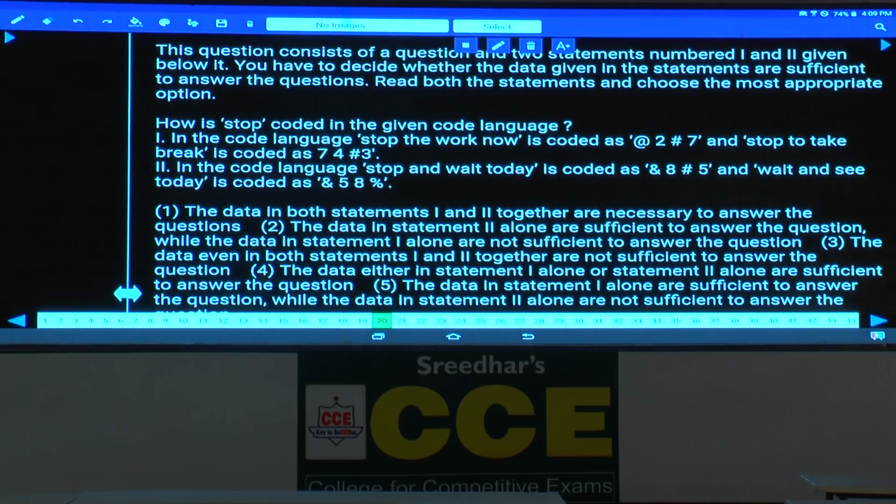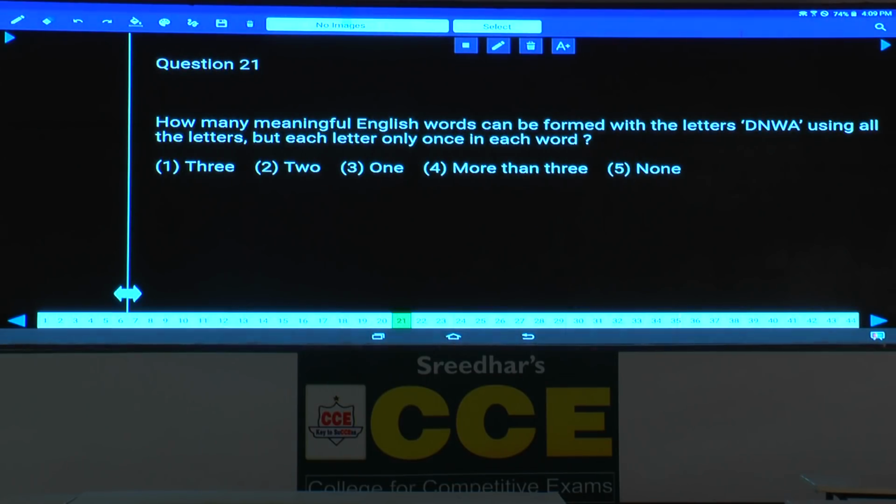Then question number 21. Now in this 21st, how many meaningful English words can be found with the help of these 4 letters D, N, W, A? Yes, tell me what are the words that can be formed? D, A, W, N: dawn, isn't it? And what is the other one? W, A, N, D: wand. Hence 2 words can be formed.